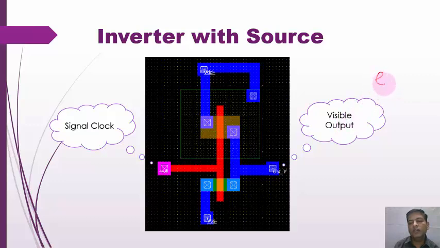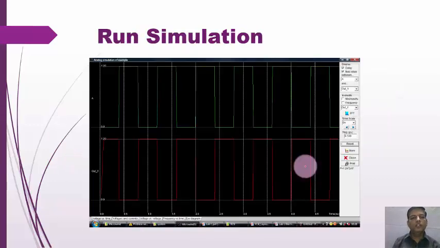It is a symbol of input, visible output, and signal clock, likewise on the palette. Got it? Okay. Then we have to click on simulation. After that, if you click on simulations, you may get the result in such a manner.